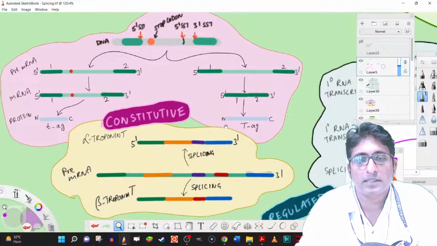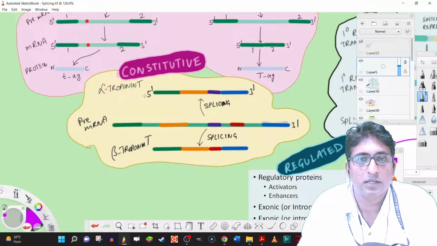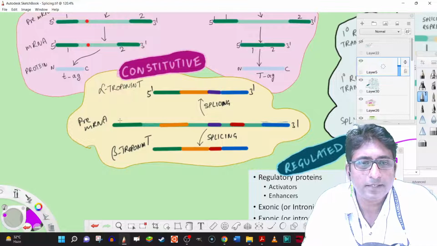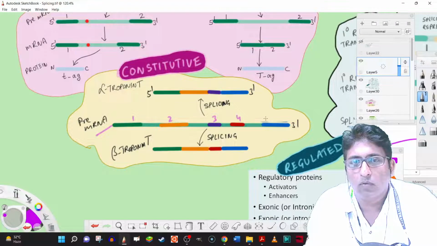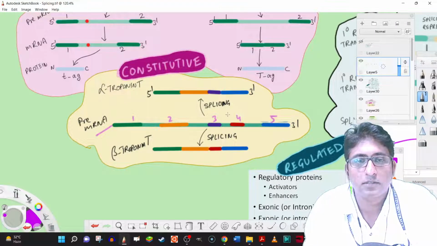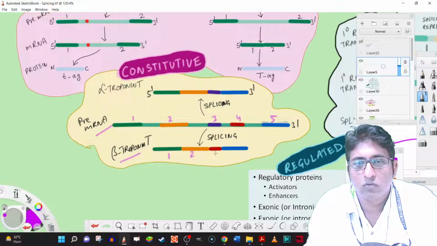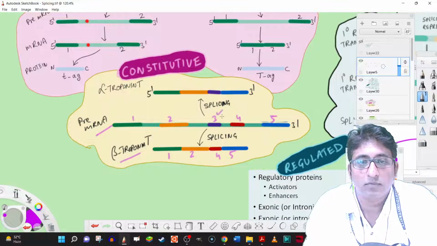There is also another example, the troponin gene, a protein that is functional in our muscles. In this case, this is the pre-mRNA. It is showing exons 1, 2, 3, 4, and 5. So we have 5 exons, and in one of the cases, in beta troponin, we have exons 1, 2, and 4, 5. So this is a type of exon skipped. The whole exon is skipped from here.